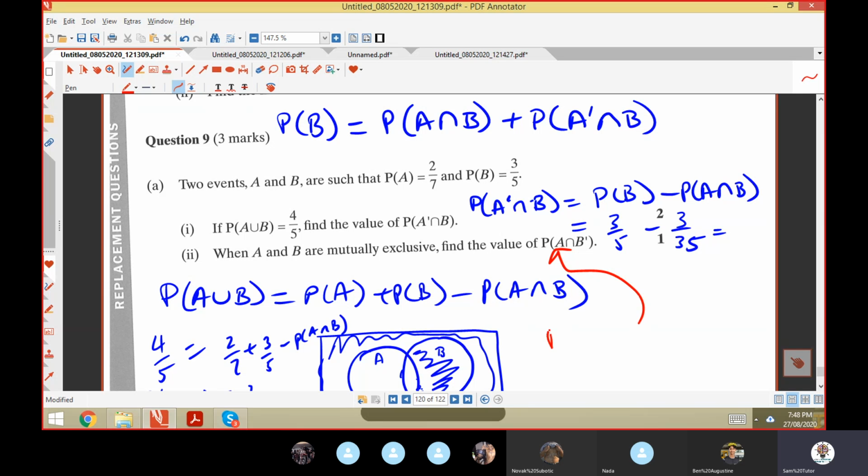Probability of A and not B, as I said, this bit is obviously 0, and that would be the same as probability of A, which is 2 out of 7.